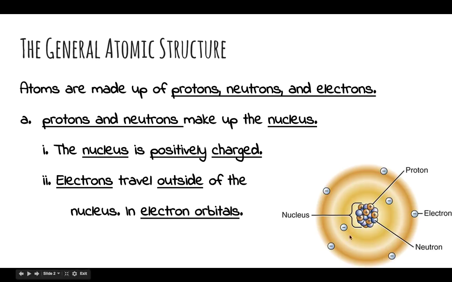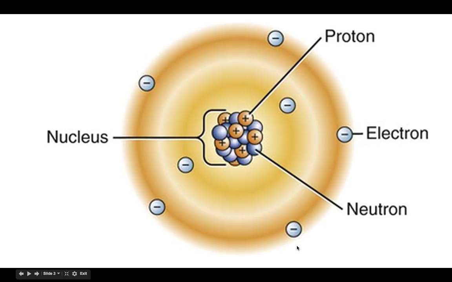They travel outside of the nucleus in what's called electron orbitals. So again, you want to know the basic particles of an atom. We have protons and neutrons inside the nucleus and the electrons on the electron orbitals. Here is a picture of the protons, electrons, and neutrons in a much larger view. Please fill this in your diagram so you have a model of what an atom looks like. Remember, these are very, very small.